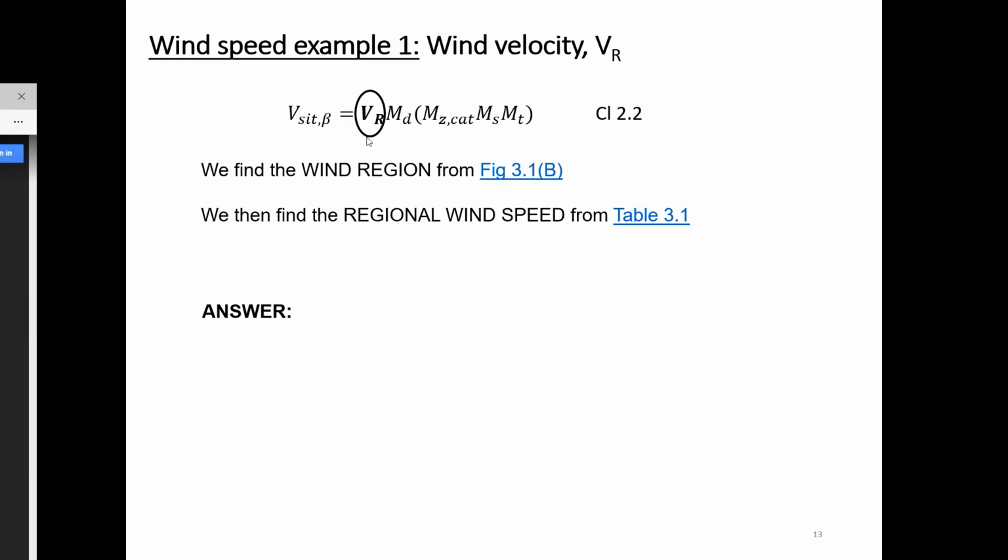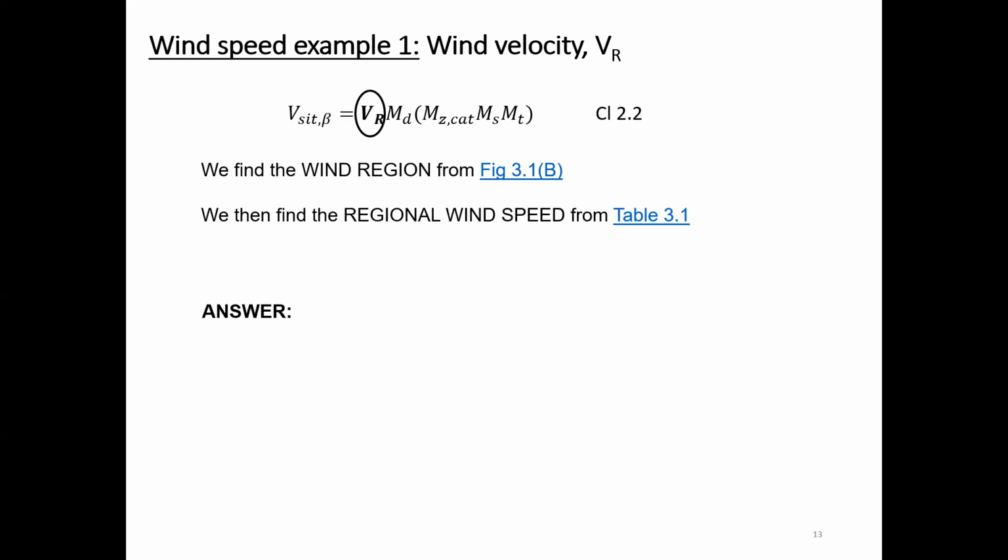What we want to do is find the velocity of the wind, the wind region, right? Okay, so we know we're in Onehunga, Auckland, and then we need to find the regional wind speed. So what I'll do is I'll text you those links now so that you can do that yourselves. Okay, so find the wind region and the regional wind speed using the links I gave you.